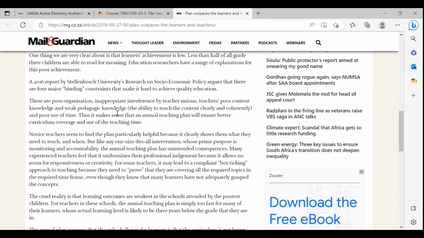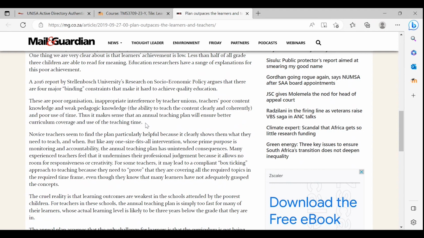Thus, it makes sense that an annual teaching plan will ensure better curriculum coverage and use of the teaching time. So the thinking is that if there is a prescriptive curriculum, then teachers will have to abide by that as an employee of the department. Novice teachers, you will be a novice teacher when you go out next year, seem to find the plan particularly helpful because it clearly shows them what they need to teach and when.